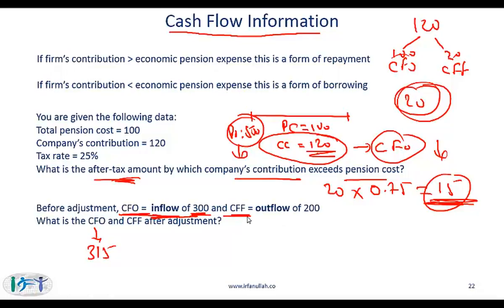CFF, the financing part, is an outflow of 200. Since we are putting that extra 15 over here, the outflow will go up from 200 to 215. What if you have the other scenario where the contribution is less than the pension expense? Then that is increasing the obligation. So this is a form of borrowing.